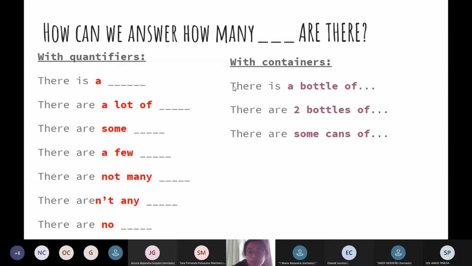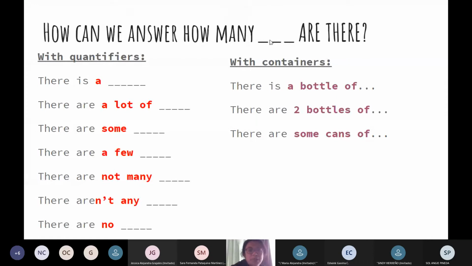And with containers, so there is a bottle of water, there are 2 bottles of, all right? There are some cans of, okay? There are 10 bananas. There are 2 bunches of bananas, for example. There are a dozen eggs, okay? So we can use it like this, with containers and no containers.